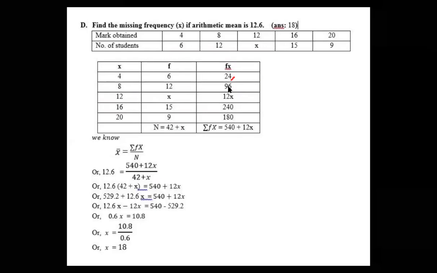Now how do we add? 24 plus 96 plus 240 plus 180, add all these numbers. When you add them, you'll get 540. The 12x we keep separately, so it is 540 plus 12x. In this way, you'll get the value of summation fx.